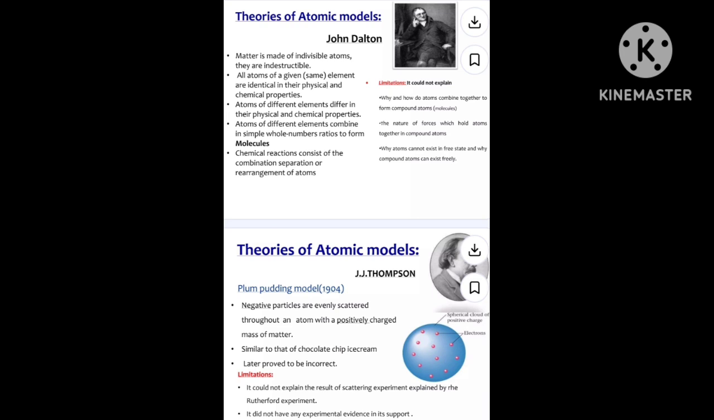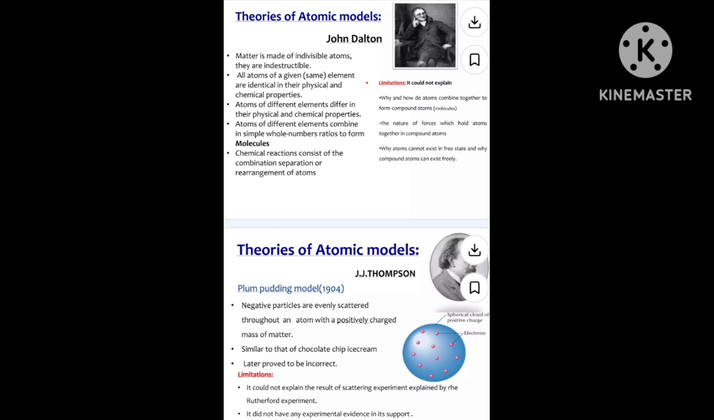Next, the third point: atoms of the same element are similar in all properties. For the discovery of isotopes: isotopes are atoms with the same atomic number but different mass number. Suppose we take the example of chlorine. Chlorine has two isotopes: one with atomic number 17 and mass number 37, and another with atomic number 17 and mass number 35.